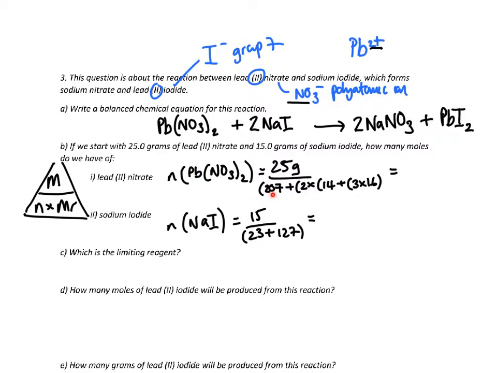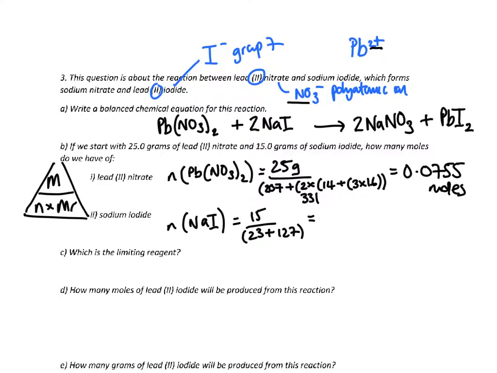So I've got Pb is 207. Now I've got to multiply everything in here by 2, because that's what this brackets is saying. So that's 2 is that there. Nitrogen is 14. I've got 3 oxygens within the bracket, so they're there. And then all of this together would add up to give 331. And if you put that into the calculator, you get 0.0755 moles. Again, don't be tempted to round up to 1 decimal place, 2 decimal places at this point. We do that at the very end.